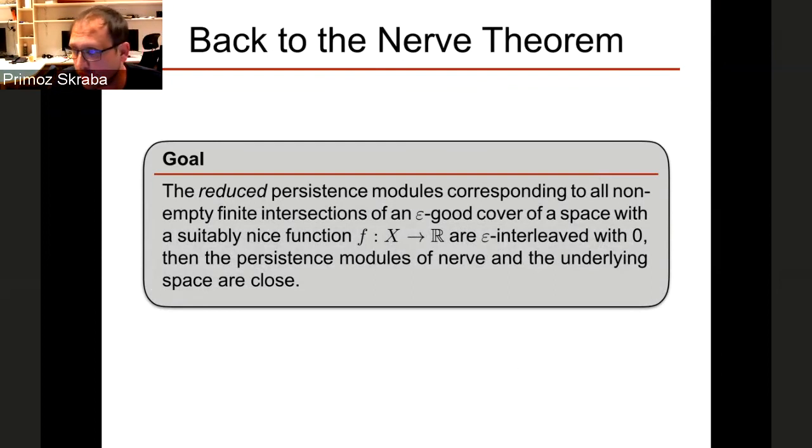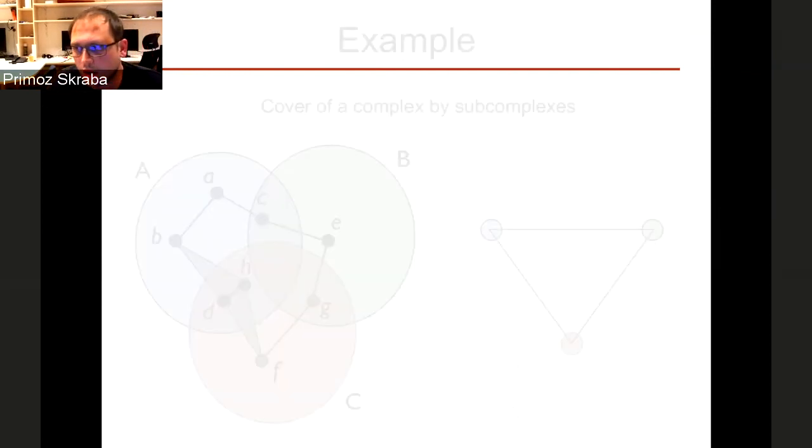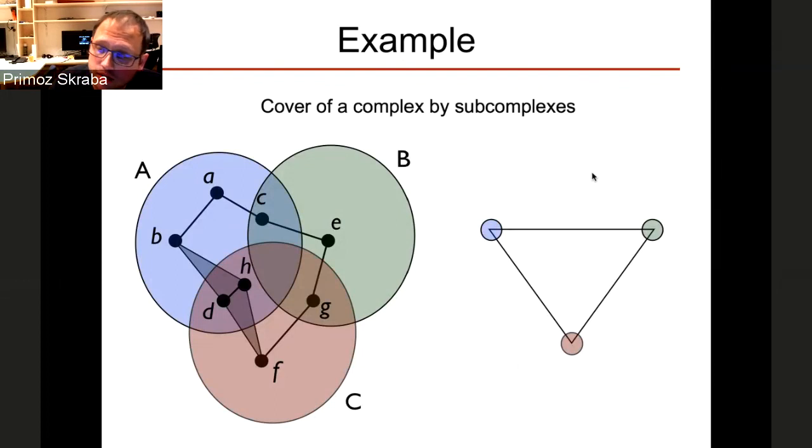Getting back to the Nerve theorem, we're now going to be able to construct how close the persistence module of the filtered nerve and the actual underlying space are. And rather than give a lot of definitions, I want to give an example. So I'm going to restrict myself to a very simple case here, which is going to be a cover of a complex by subcomplexes. So every cover element is a complex, every intersection is a complex, every three-way intersection is a complex, and so forth.